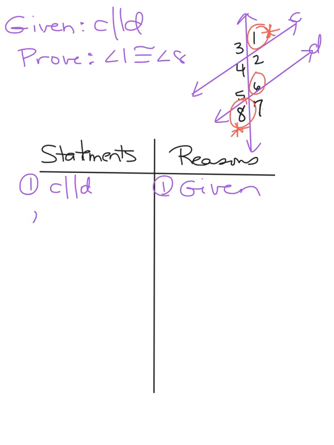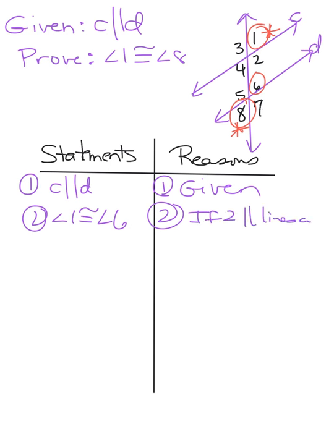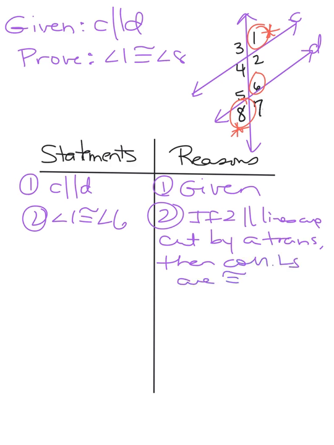So because these lines are parallel, my next statement is going to be angle 1 is congruent to angle 6. And that is because if two parallel lines are cut by a transversal, then corresponding angles are congruent. So therefore 1 and 6, I'll mark that 1 and 6, they're congruent.